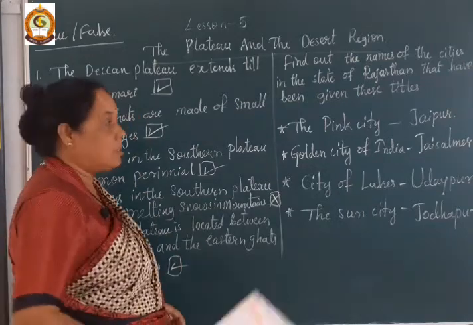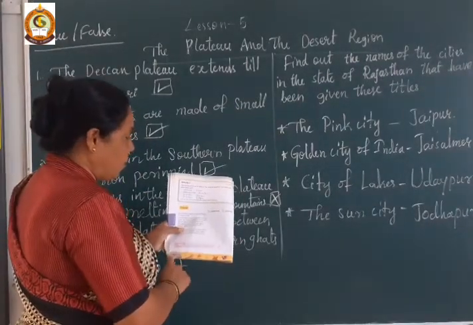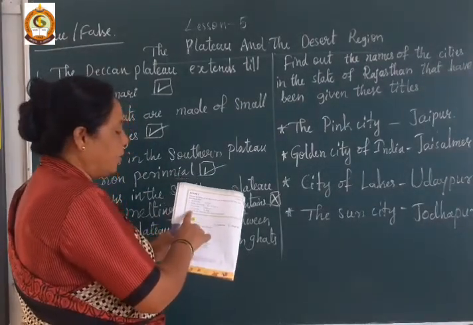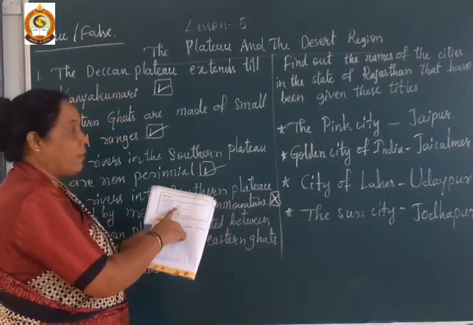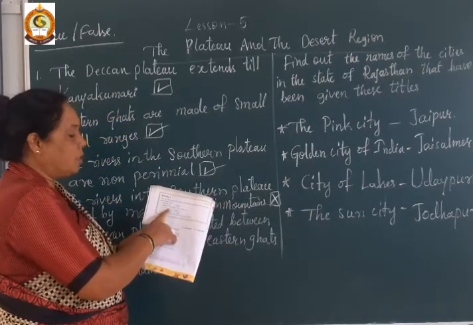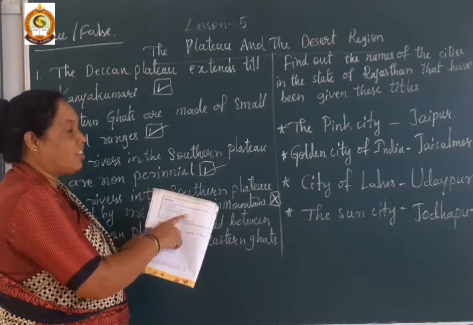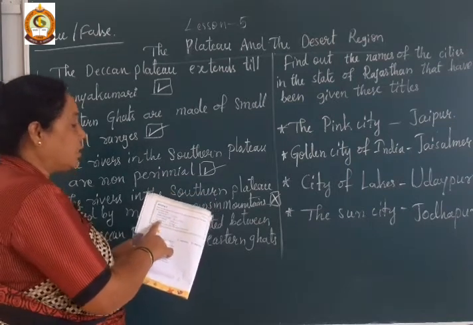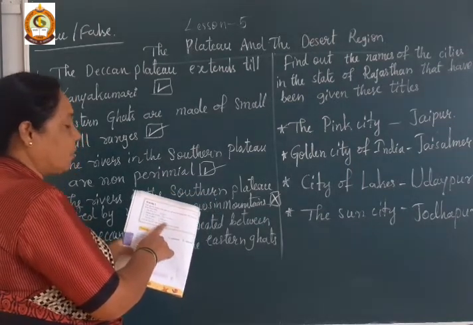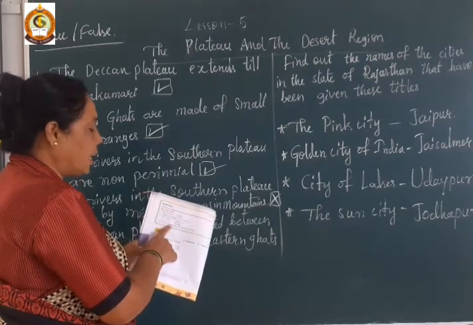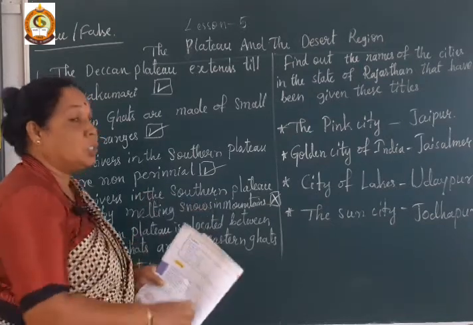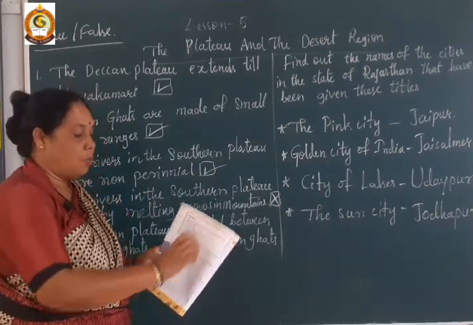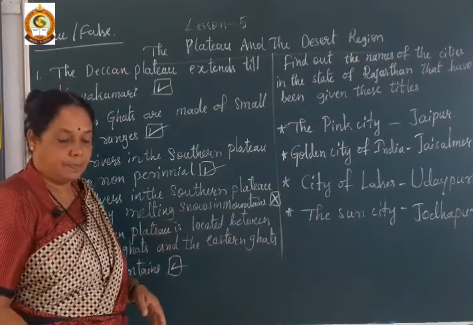Okay dear students, just see on page number 280. Here, in front of the pink city, write Jaipur. The golden city of India, you write Jaisalmer. The city of lakes, you should write Udaipur. The sun city, you write Jodhpur. So you have to complete this activity.